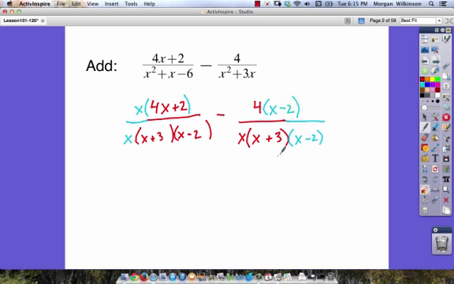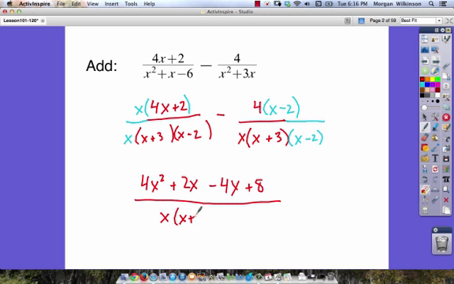We can then simplify our answer. x times 4x is going to give us 4x squared plus 2x. That's our first part of our numerator in our answer. Then we have minus 4x, and then we have a minus 4 and a negative 2 with the distributive property. That's going to give us plus 8. Now we rewrite our denominator, x times x plus 3 times x minus 2.